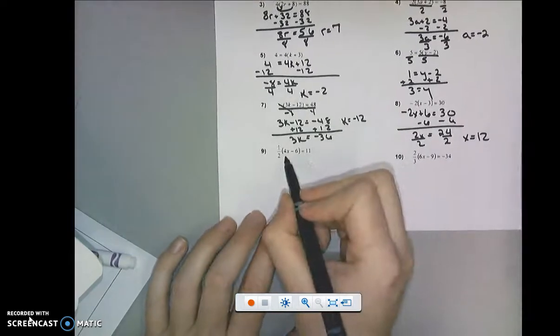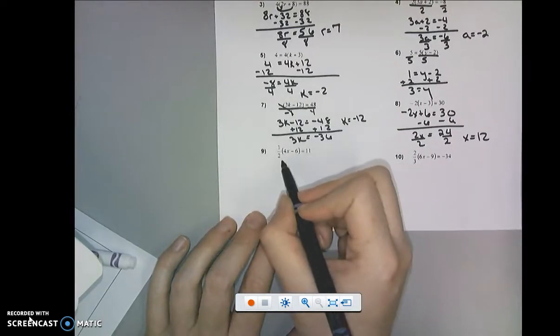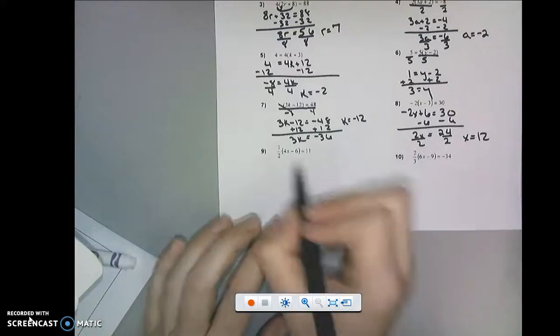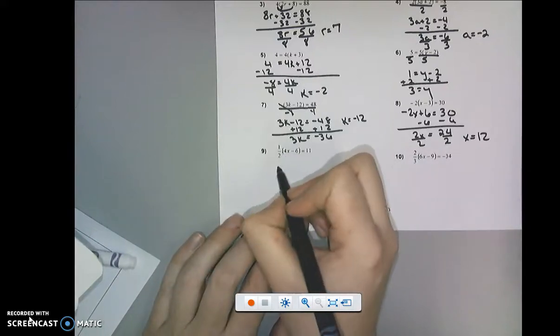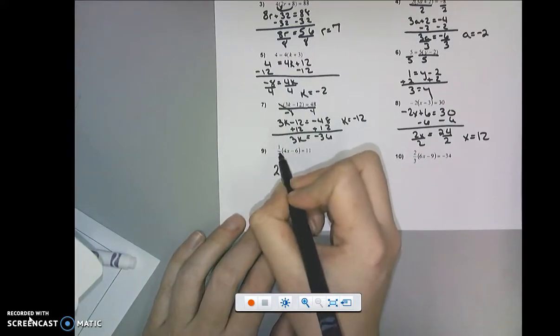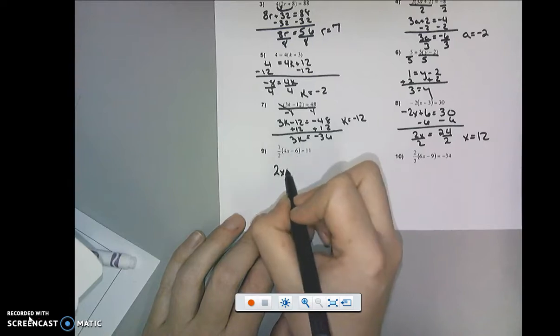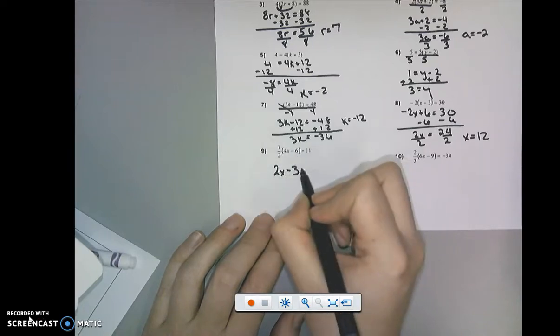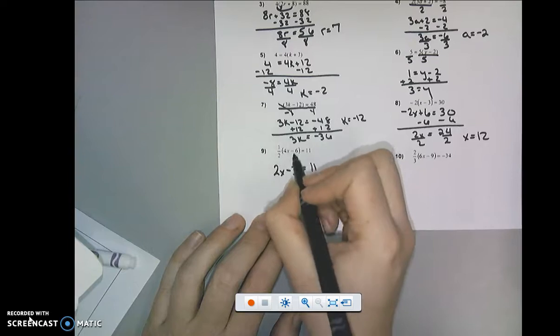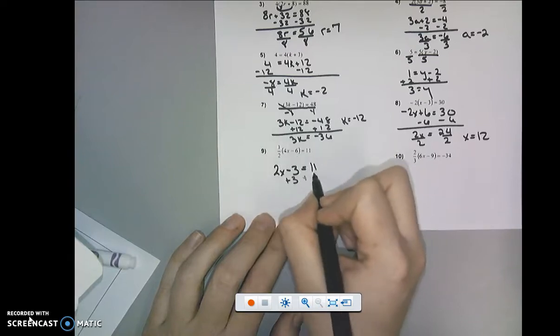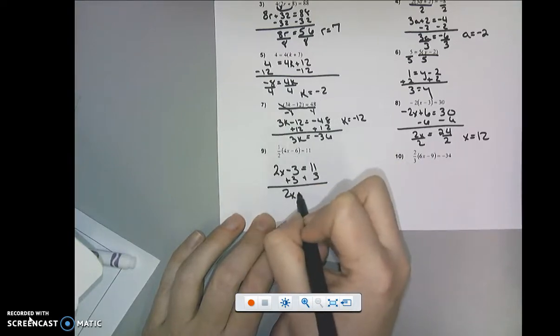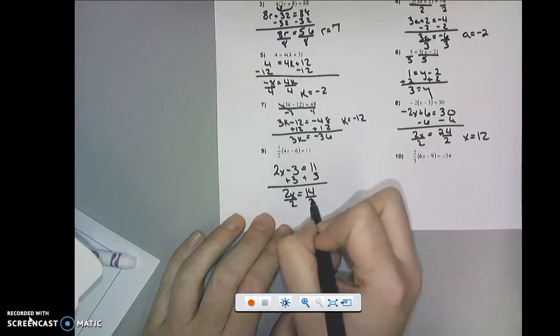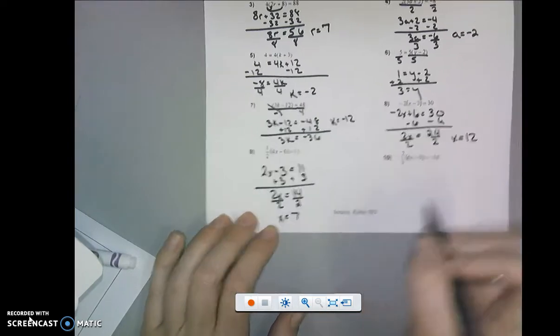Now here, 11 divided by a half is going to give me a decimal. I'd rather not do that, so I'm going to distribute. So a half of 4 is 2x. A half of negative 6 is going to be negative 3. Remember, when I'm multiplying by a half, I'm really dividing by 2. So I want to add 3. I have 2x equals 14. Divide by 2. x equals 7.